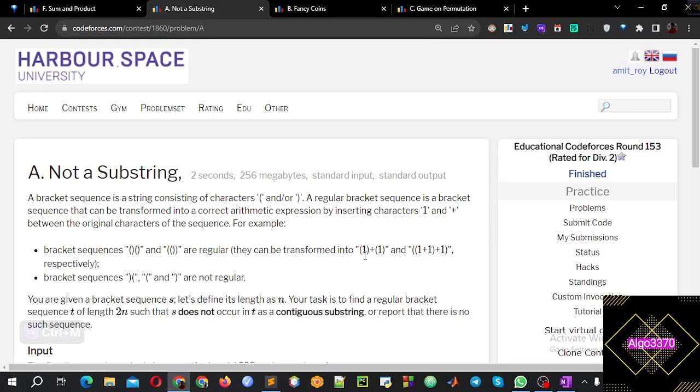Today we will discuss our latest Educational Codeforces Round 153, all three problems from A to C. Before I start the discussion, I think all of you should read the problem statement on your own responsibility. I will just show the main graphical view of the problem. So let's start the discussion.